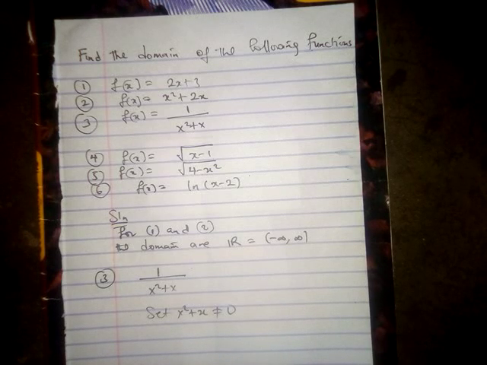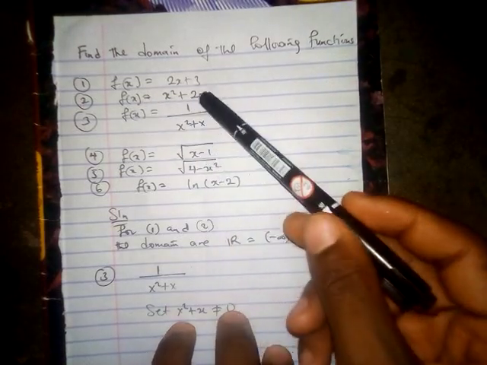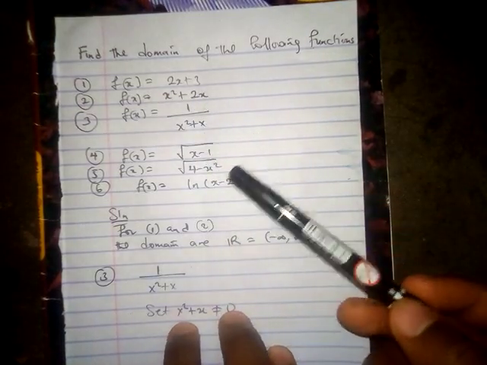In this video we're going to talk about the domain of functions. Normally, we define the domain as simply the set of values which makes a function well defined, or the set of inputs which has an output for a function. Here we have to find the domain of the following functions. From here we have 1 to 6 functions.